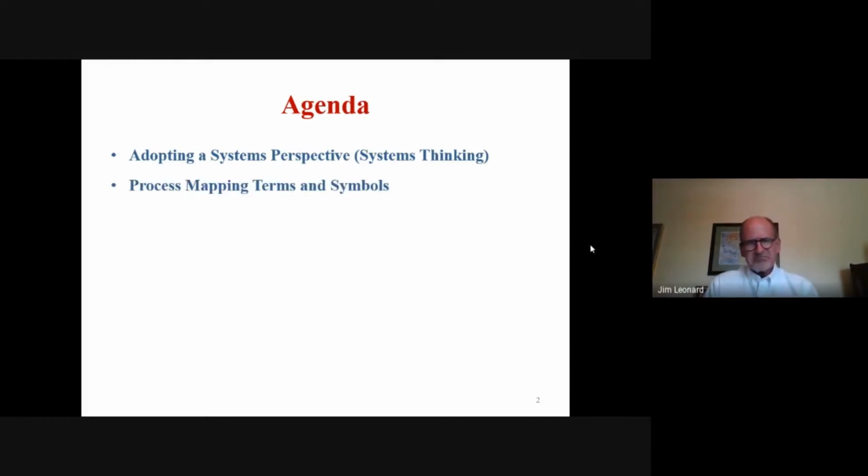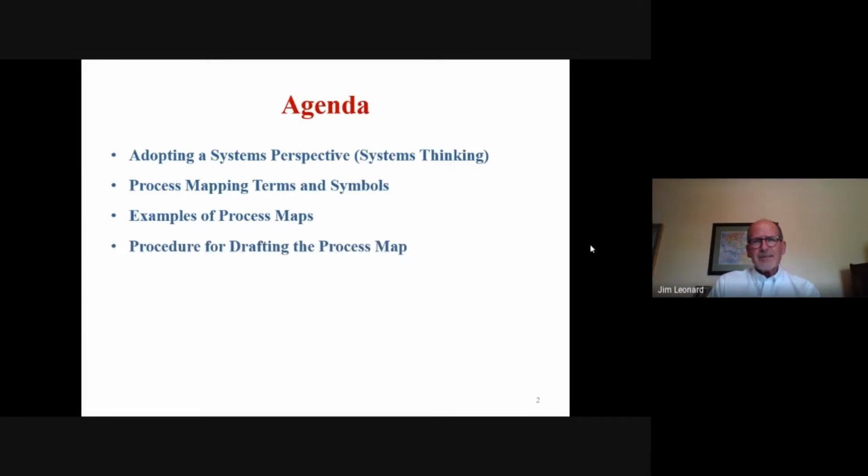Next, we'll go through just some basics, some process mapping terms and symbols that are summarized in your document as well. We'll take a look at some examples of process maps, both manufacturing and non-manufacturing. And then just do a midway summary on a procedure for drafting the process map. But once we've defined the process with a process map, that may or may not really indicate what the true process is. So we're going to go beyond that and start talking about value stream process mapping. What can that add for us?